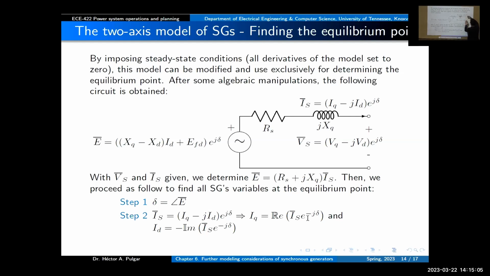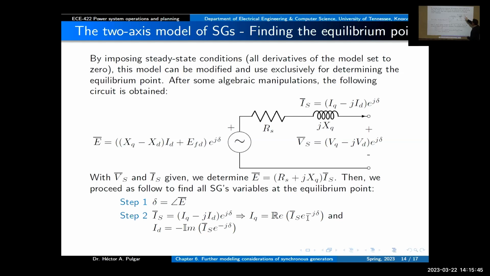So if you know the voltage and you know the current, we can obtain with this voltage and current the voltage at this point. Let's call that voltage E. We obtain that voltage, and the angle of that voltage must be the angle delta. So this circuit is nice for that reason, because all that it will take for us is to determine this internal voltage, get the angle, and that's how we can initialize the angle delta for the equilibrium point.